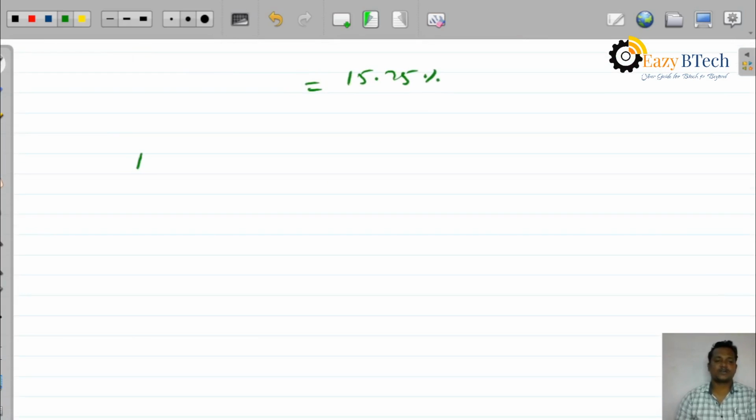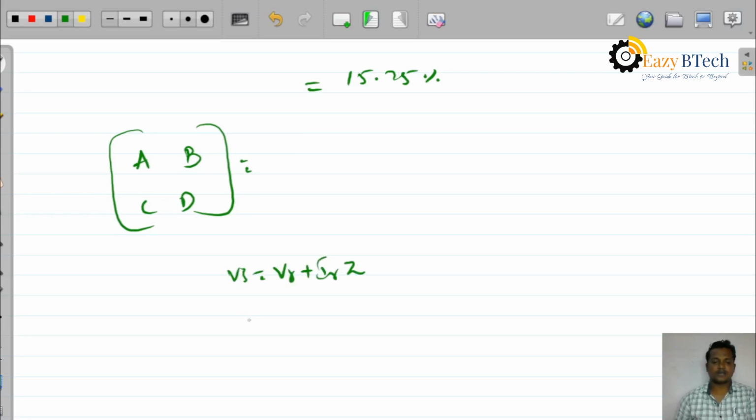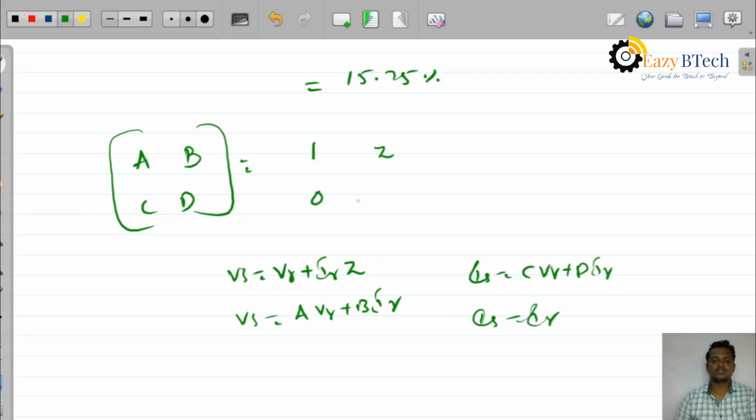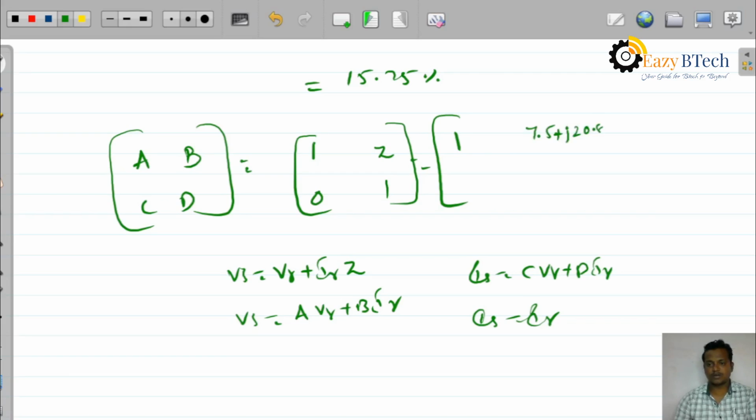Now the ABCD parameters of a short transmission line. Observe the formula Vs equals Vr plus Ir into Z. Compare this with A Vr plus B Ir, then A becomes 1 and B becomes Z. Is equals C Vr plus D Ir, and Is equals Ir, so C equals 0 and D equals 1. The Z value is 7.5 plus j 20.881, C equals 0 and D equals 1. Those are the ABCD parameters of the transmission line.